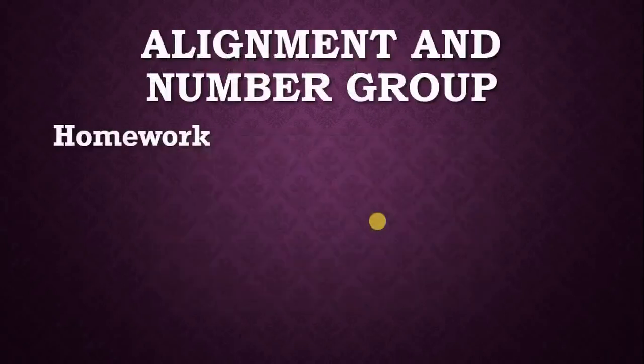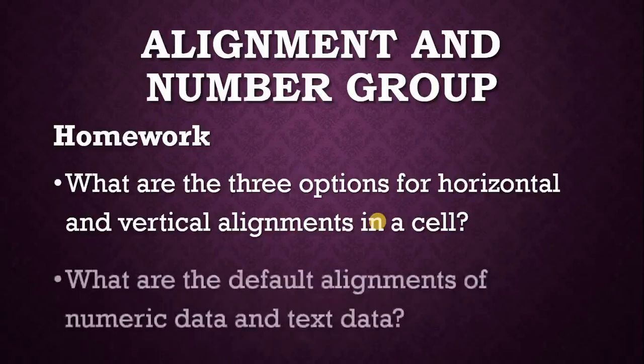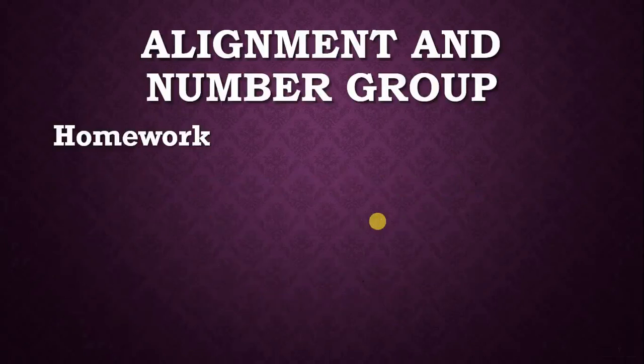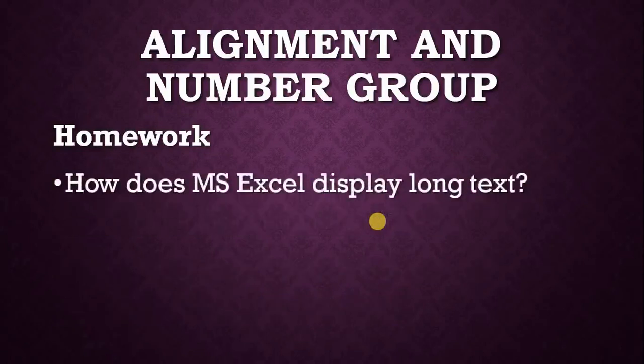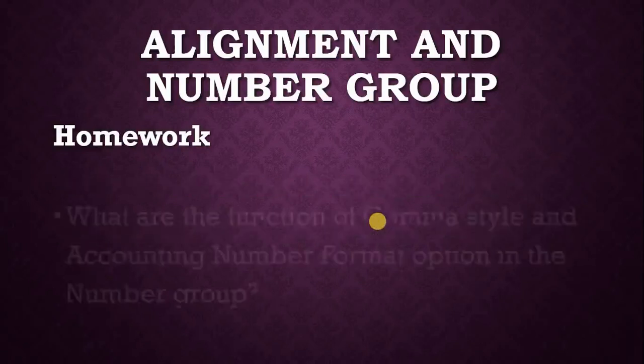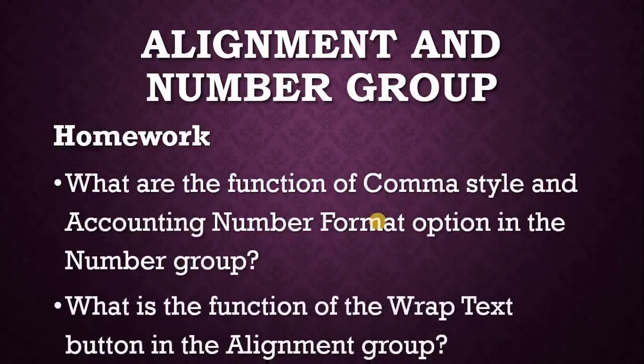Next, your today's homework. First question. What are the three options for horizontal and vertical alignments in a cell? Second question. What are the default alignments of numeric data and text data? Third question. How does MS Excel display long text? Fourth question. What does the merge and center feature do? Fifth question. What are the functions of comma style and accounting number format options in the number group? And the last question. What is the function of the wrap text button in the alignment group? These six questions are your today's homework.